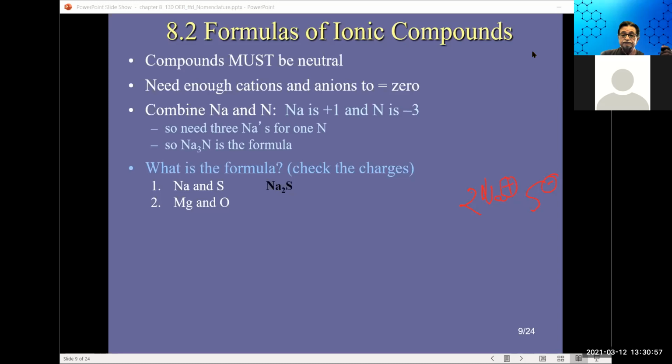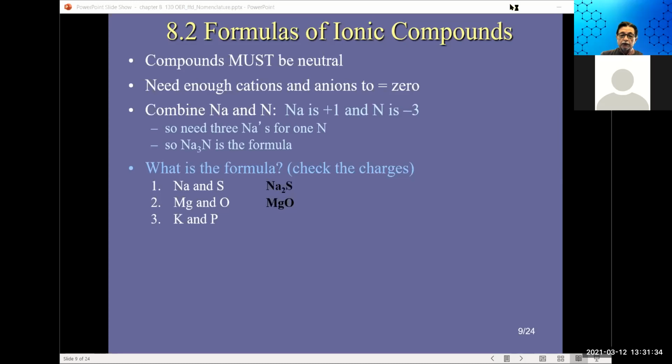Magnesium. Okay, so break it down to the ions first. Magnesium is a group 2. It's a +2. Oxygen also is in group 6, so it will become a -2. Both of these are a +2 and a -2, so I can put them together in a 1-to-1 ratio. So my formula becomes MgO. That's it.